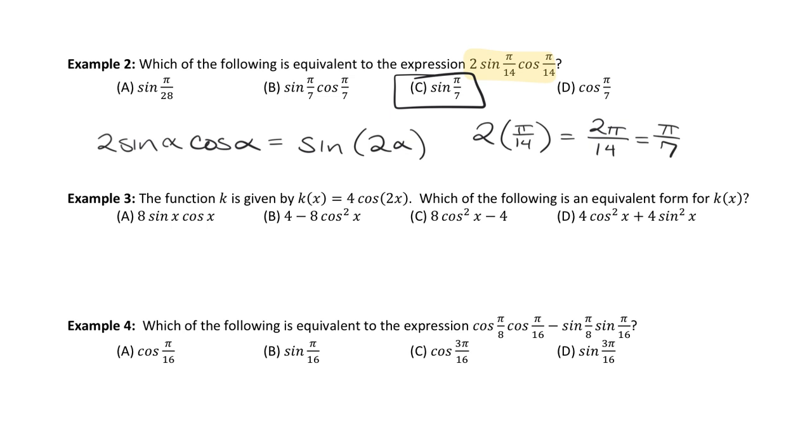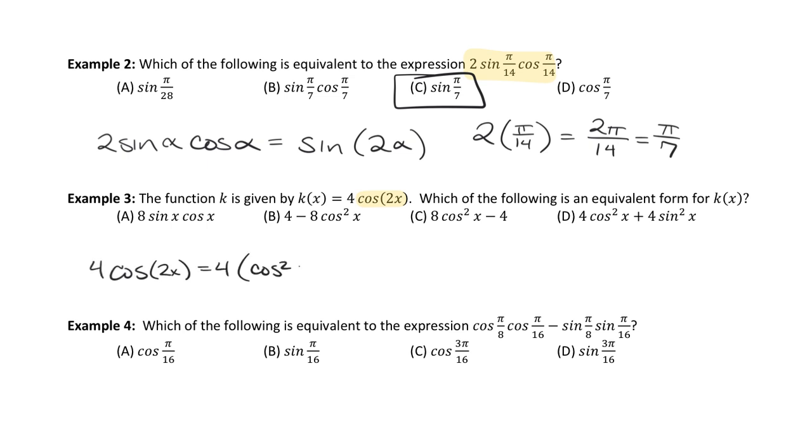Example 3, the function k is given by k of x equal to 4 times the cosine of 2x. Which of the following is an equivalent form for k of x? Okay, here's what I noticed this time. I see cosine of 2x. I know it's multiplied by 4. We're not going to lose that one this time. But cosine of 2x has 3 versions on my notes, yes? Sure. Read off those versions for me. Cosine of 2x is equal to what?